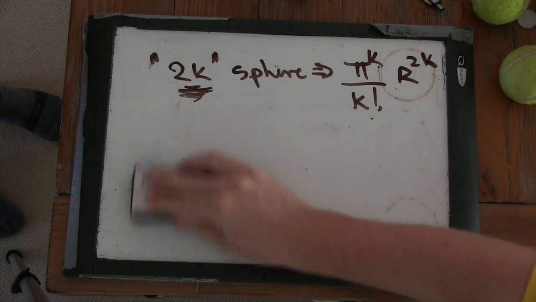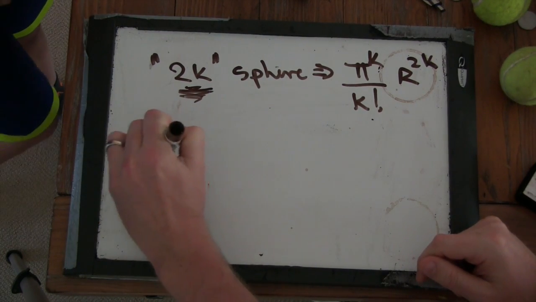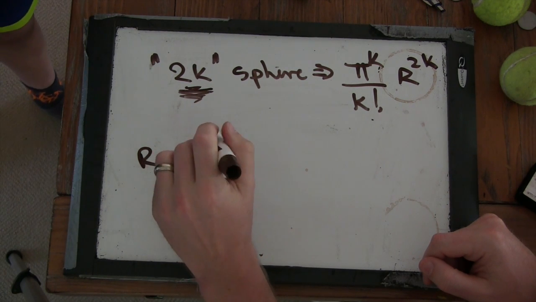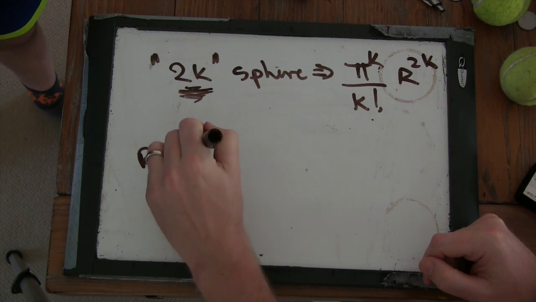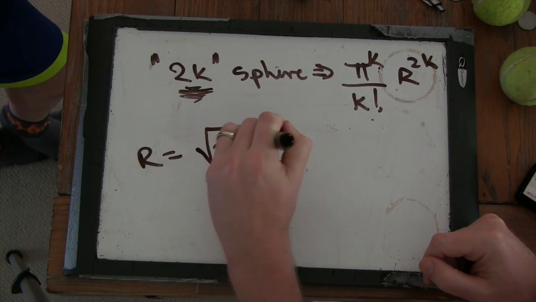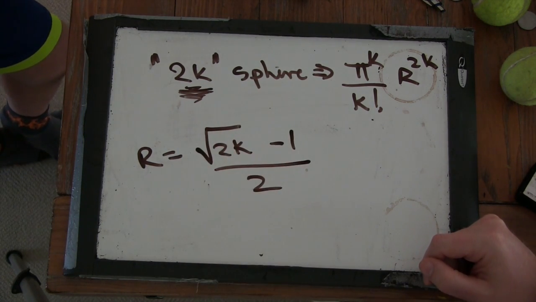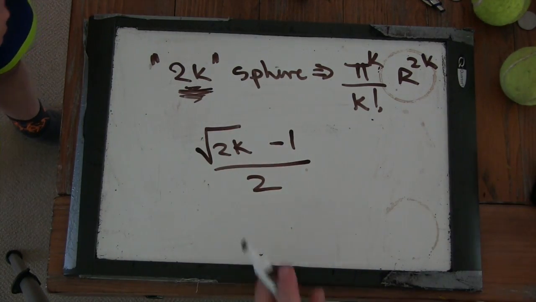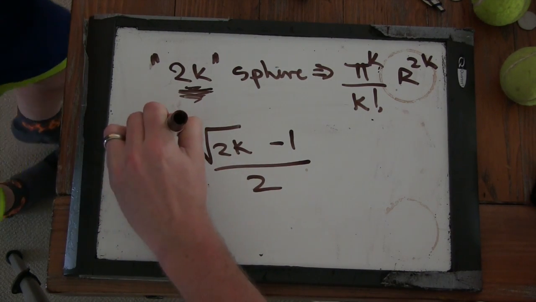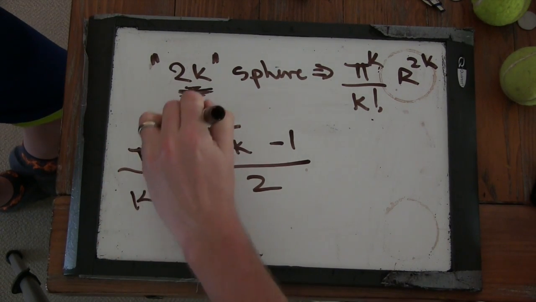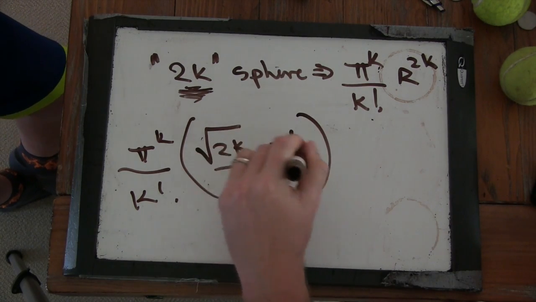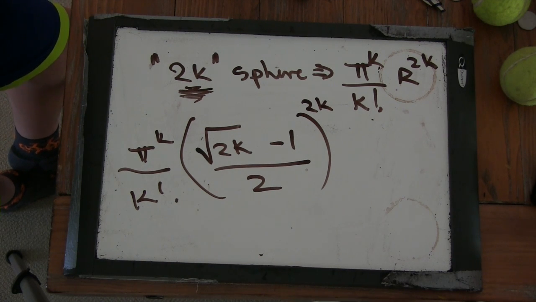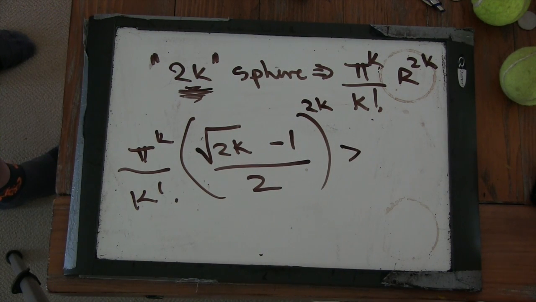But we know what our radius is. Our radius is 1/2 times the square root of n, where n was the dimension, so that's the square root of 2k minus 1, over 2. So the volume of our middle sphere has a very easy formula in even dimensions: pi to the k over k factorial times the square root of 2k minus 1 over 2, the radius, to the 2k power. And then this needs to be greater than 8.